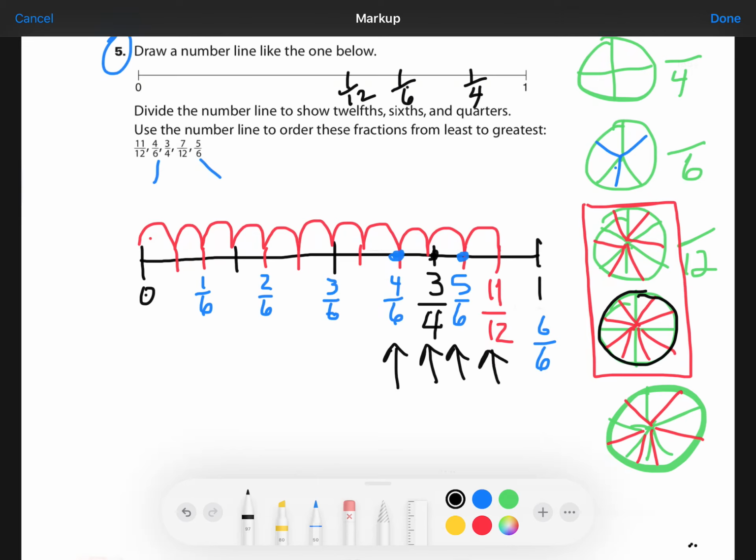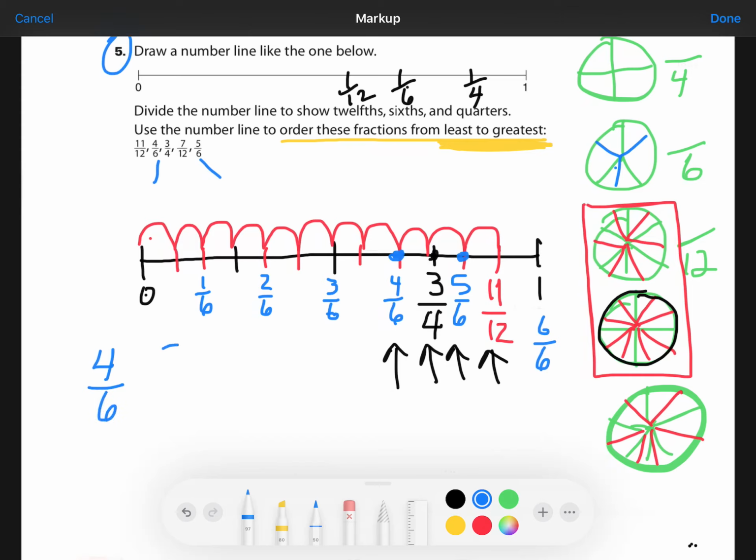The question asks me to order the fractions from least to greatest. I'm going to bet that probably half of you ordered them greatest to least. Just make sure you always read the question, least to greatest. I'll write them down here.